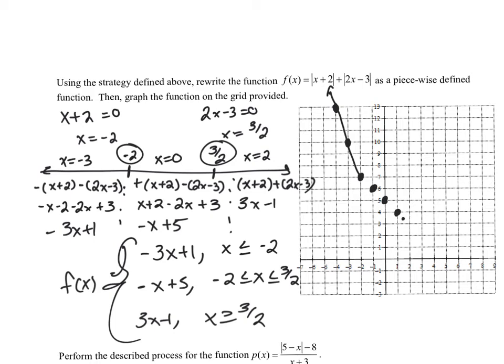And then we have 3x minus 1, so our slope is 3, so we got to go over 1 up 3. But when x is 2, y is 5, and then we could go up 3 over 1, up 3 over 1. And so our function looks like this.